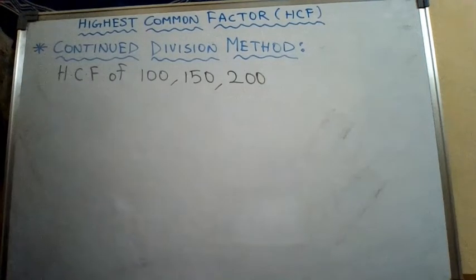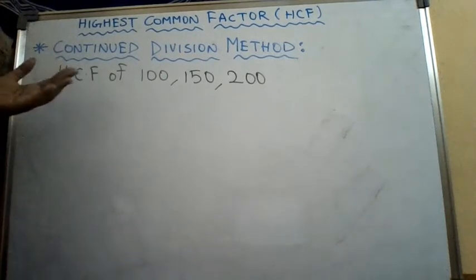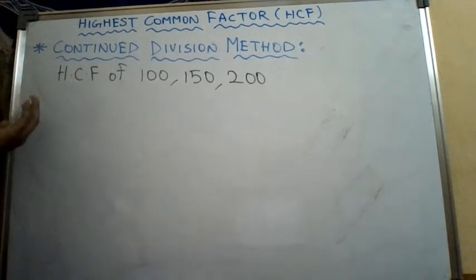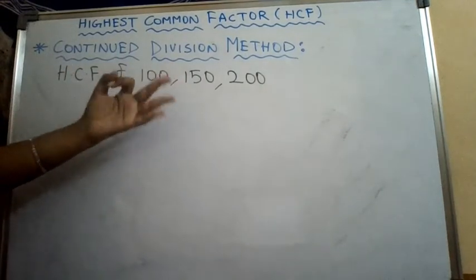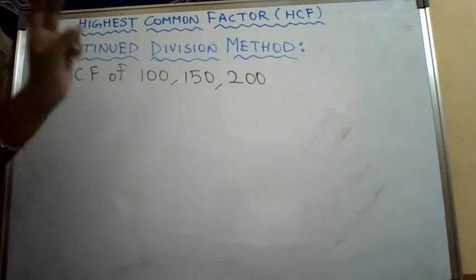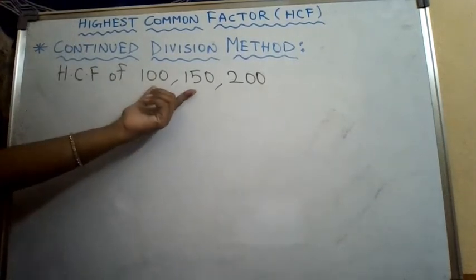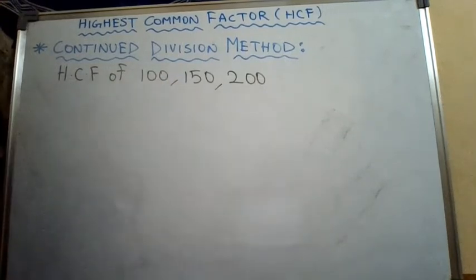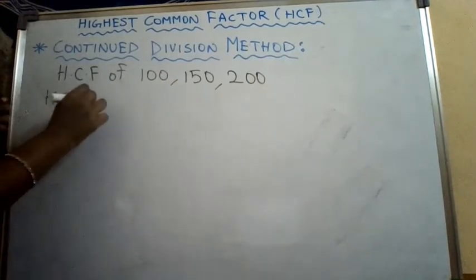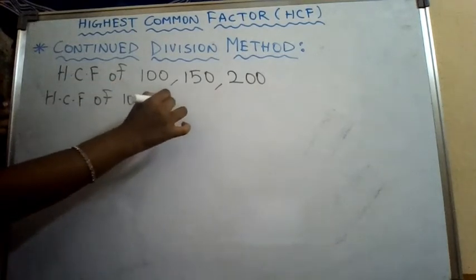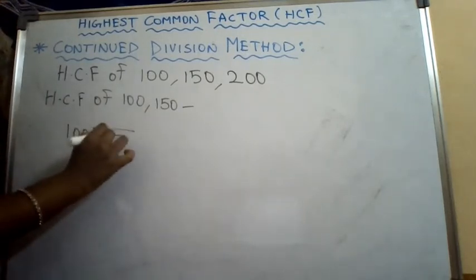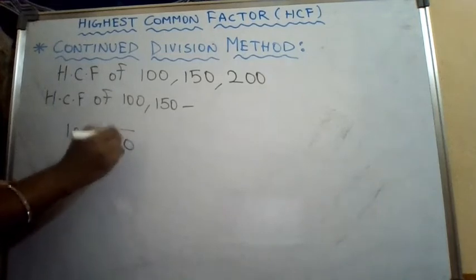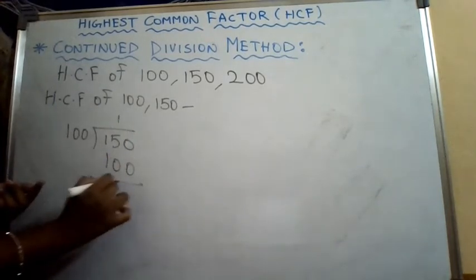Yes. As I told you, this method can also be used for 3 or 4 numbers. So how do you solve a 3 number HCF problem by using the continued division method? The process is the same, but here you have 3 numbers. We can't do a 3 number division at a time. We only know how to do a 2 number division. So take the first 2 numbers, 100 and 150, and first find the HCF of 100 and 150. The smallest number is 100, so write it outside, and 150 is inside. How many times will it go? Obviously only 1 time, and the remainder will become 50.